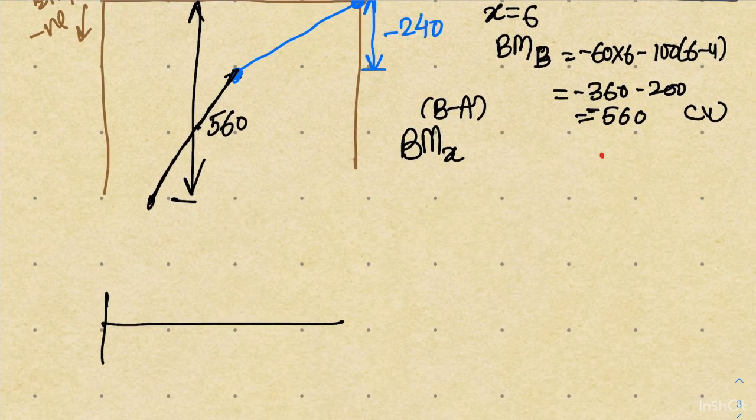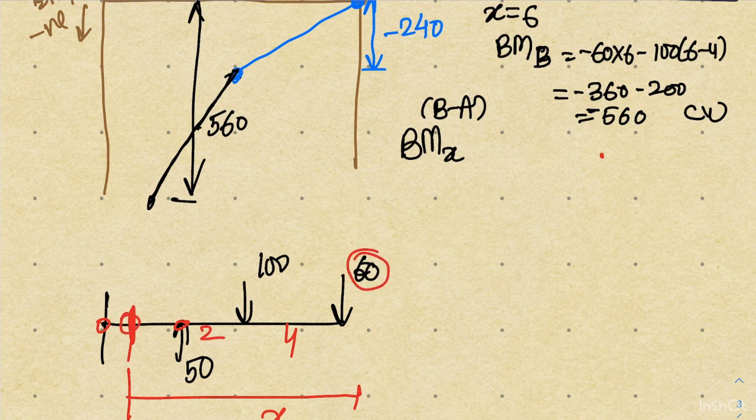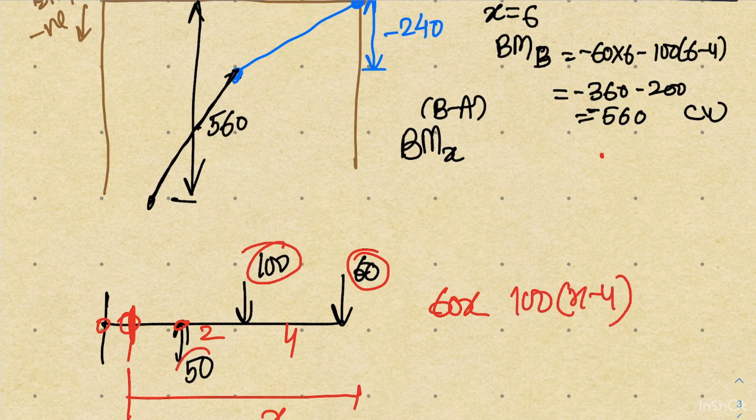When you carefully see this figure, you will understand what I am doing. You can see here that there were three loads: 60, 100 and 50. And you are interested in finding the bending moment at a point between these two values, and you have assumed that this total distance is x, this is, let's say, 4 and this is 2. So for 60 the moment will be 60 into x. For 100 the moment will be 100 into x minus 4, and for this 50 it will be just 50 into total distance x minus 6.